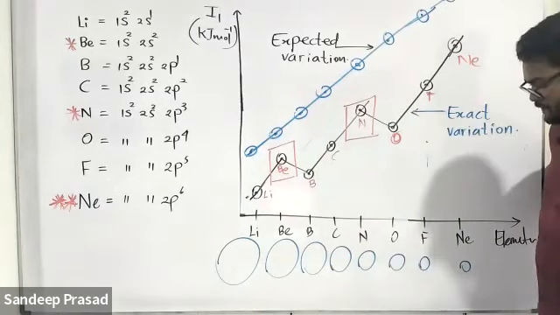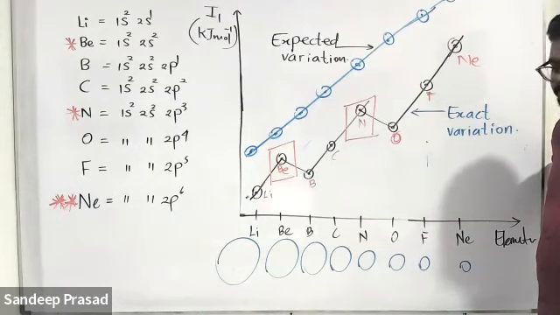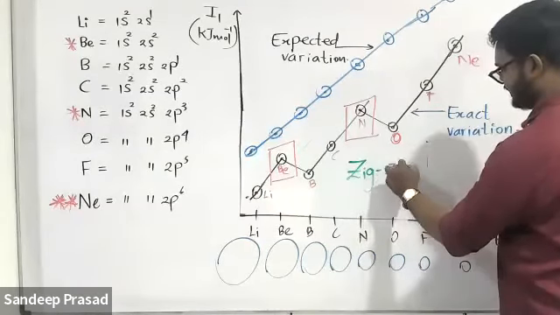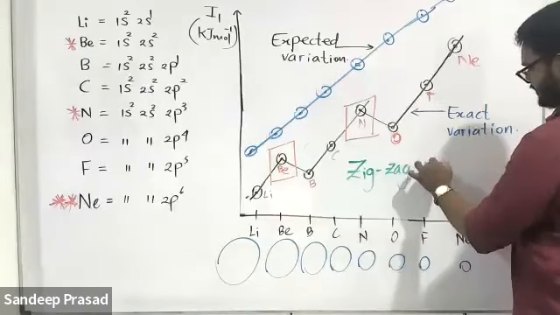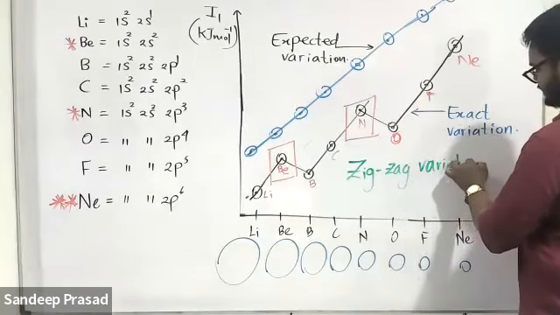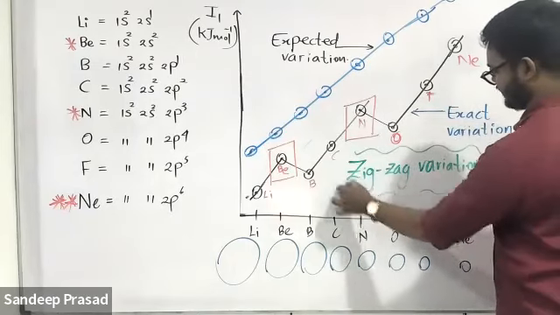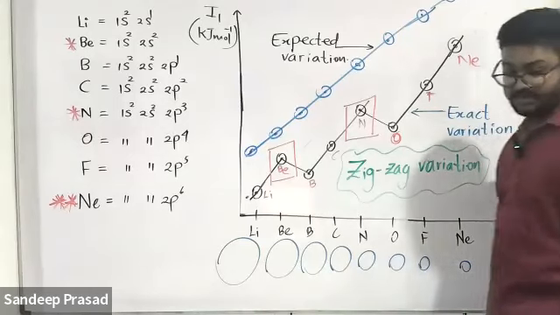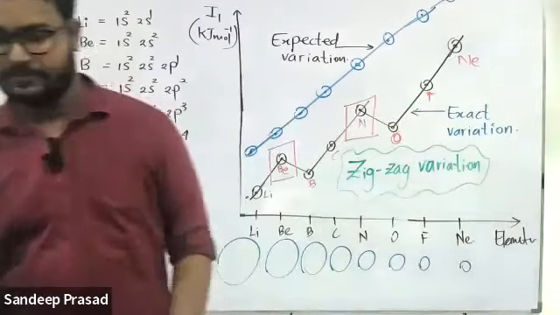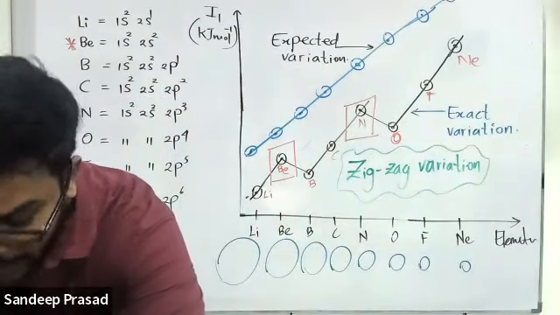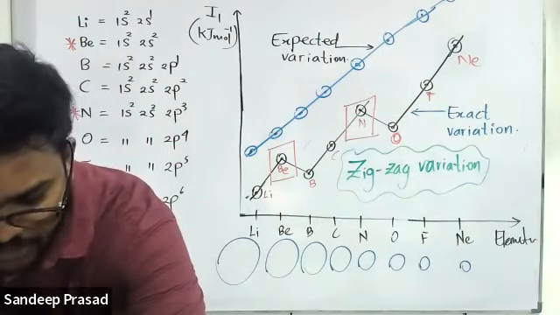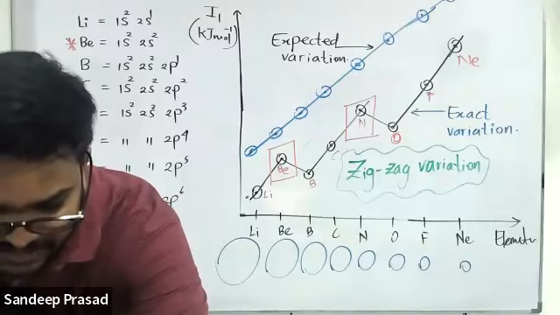Okay. Look at the graph, analyze the graph. What kind of a variation is this? This variation is known as zigzag variation, right? This is very famous. We consider this one as zigzag variation. This is the zigzag variation of the ionization energy. Exact variation and the expected variation. So you have to remember this one. When you go for the questions, you have to remember this one. This is the way of varying the ionization energy.